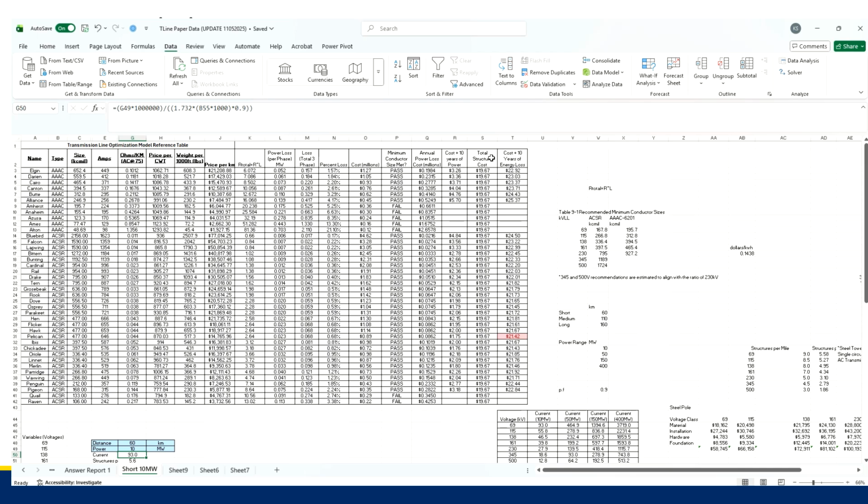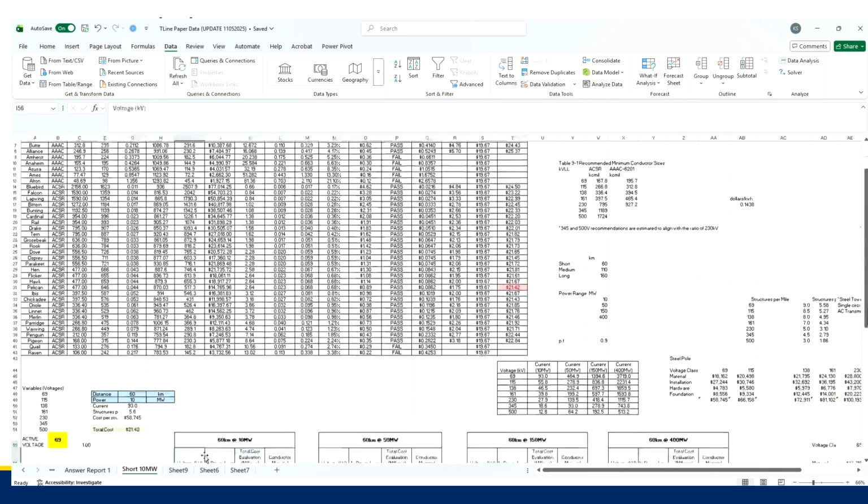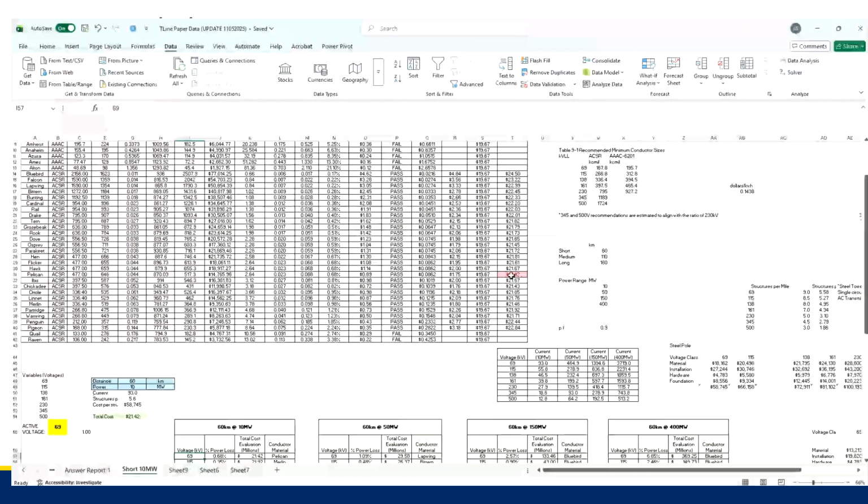So this is an overview of my solver model. Columns K through T are changed based on the distance and the power and the voltage that is entered in, and then the most optimal of the table that's built based on the voltage that's provided will be highlighted in red. Now the voltage that is provided is changed by the solver model when it runs based on selecting which voltage would produce the most optimal solution.